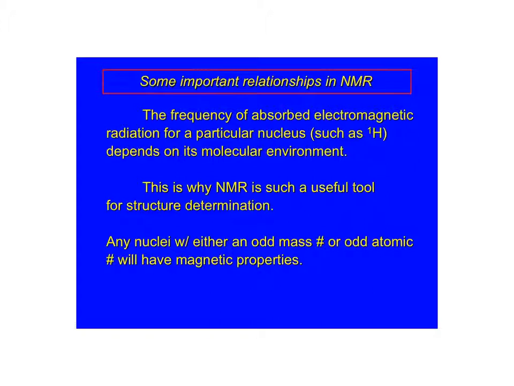And usually any nuclei that has either an odd mass number or an odd atomic number will have these magnetic properties. That's why I mentioned the fact that the deuteron, which is H2, is silent. It doesn't have the magnetic properties. However, the proton, H1, and tritium, which is H3, would. N15 does, but N14 doesn't. And so, things like that.